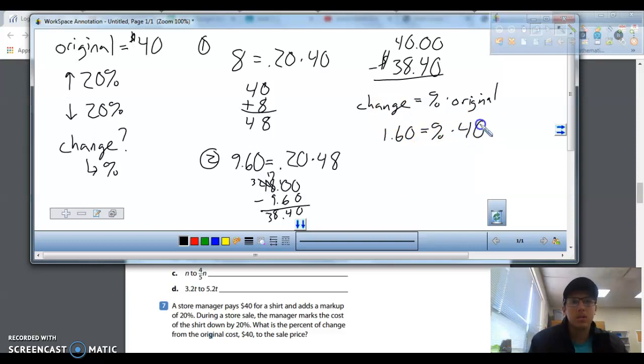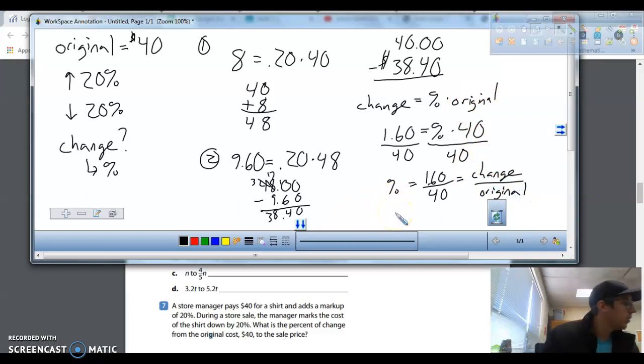Well, what is the original? $40 was the original. So to get percent by itself again, you just got to divide by whatever it's multiplied by. You got to do the opposite. So percent is really equal to 1.60 over 40, which is the same thing as saying the change, $1.60, divided by what's the original amount? 40. So change over the original.